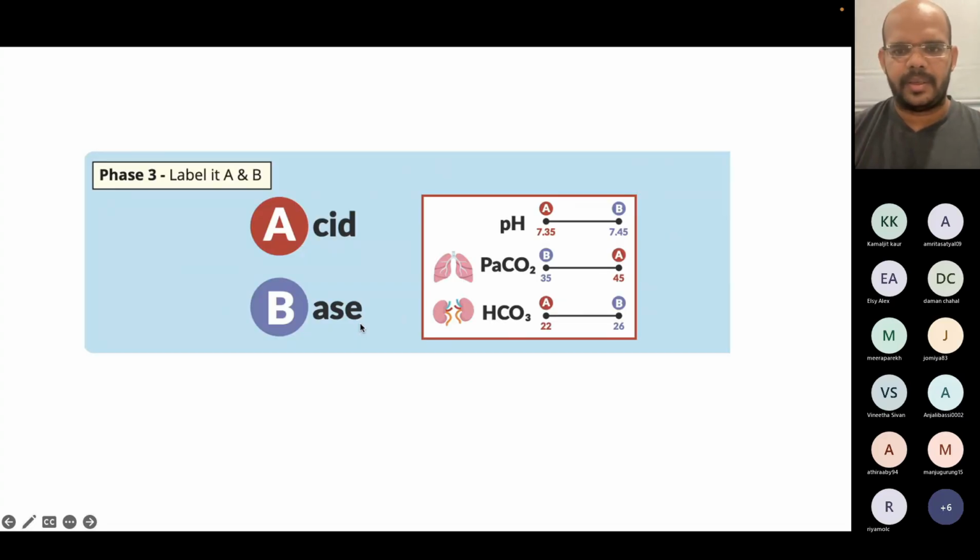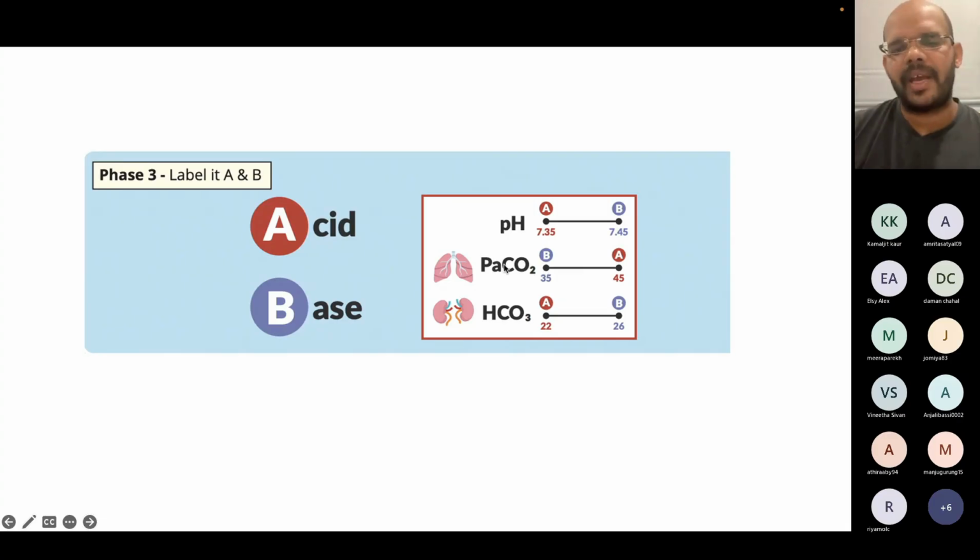Now you have to label it acid and base. For pH 7.35 to 7.45, if it is less than 7.35, then it is acid. If it is more than 7.45, it is base. Second line, you will reverse it. It comes like a zigzag. Second line, 35 to 45.